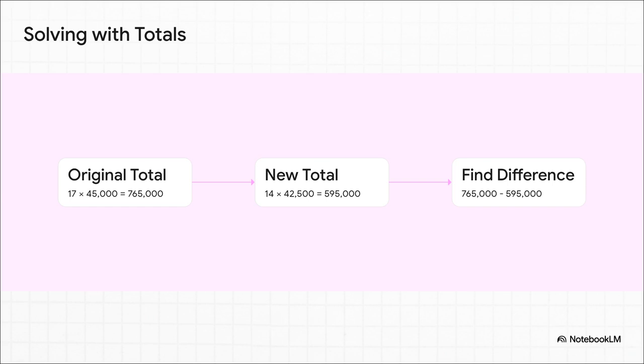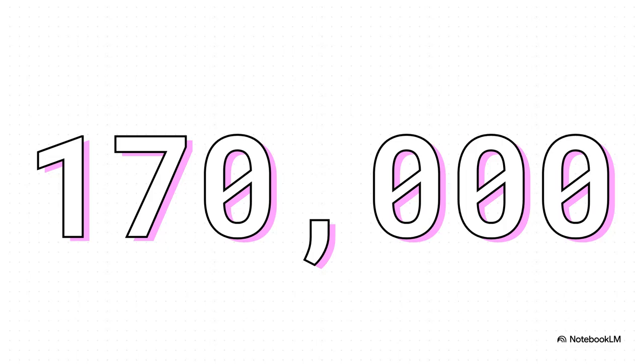So the total salary pool shrank, right? Well, that money had to go somewhere. The difference between those two totals, that is the salary of the 3 teachers who left. It has to be. And just like that, you have your answer, $170,000. See? No confusing algebra, no getting tangled up in averages. We just focused on the total, and the answer practically fell into our lap. It really is that simple.